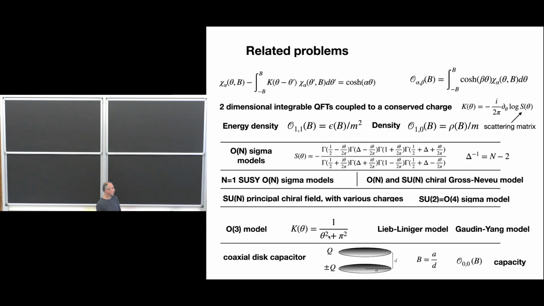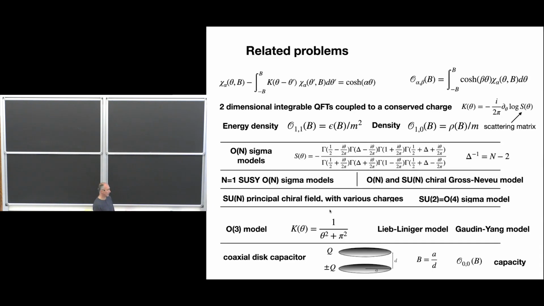I would also like to mention that for one of these ON models, the O3 model, the kernel simplifies a lot, and it's a rational kernel. The kernel is just 1 over theta squared plus pi squared. It's rational, and this is the very same kernel that appears in the Lieb-Liniger model and also the Gaudin-Yang model, which is a theory of fermions. Even more, the very same kernel appears in the Love equation, as you were interested in.